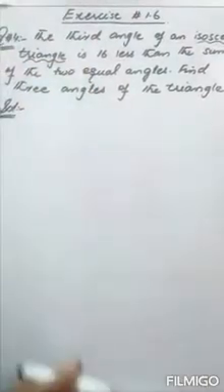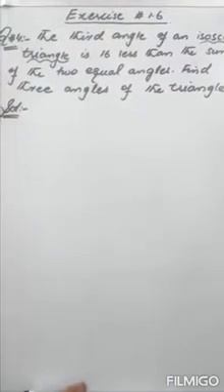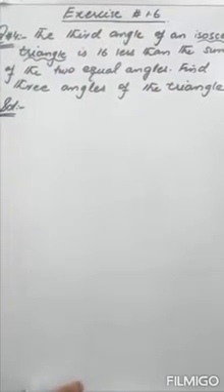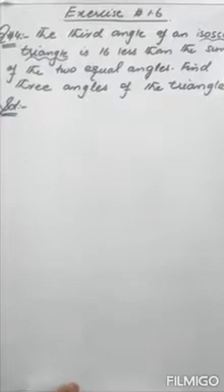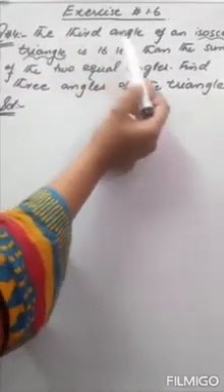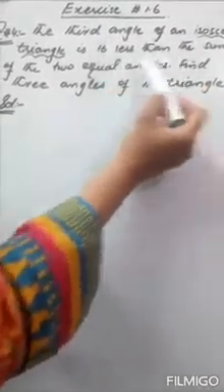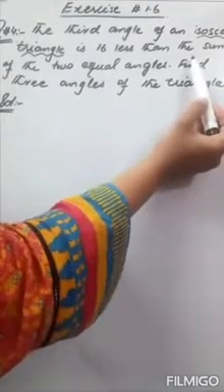In this question, we have an isosceles triangle. Which type of triangle is this? An isosceles triangle is a triangle in which you have two same base angles, meaning the base angles are the same. And they have given the condition for the third angle of the triangle.